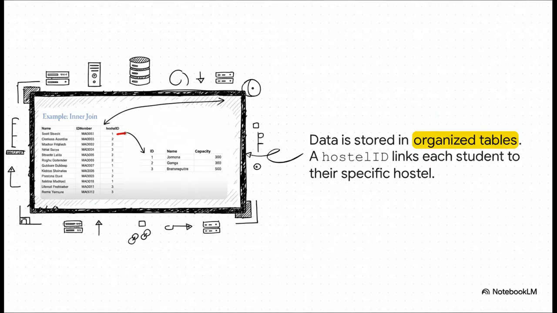So, for example, instead of having one giant, messy spreadsheet, a database keeps information in neat, separate tables. Here you can see we have one table for students and a totally separate one for hostels. See how each hostel has its own unique ID, and each student is then linked to one of those hostel IDs. This is way more efficient because you're not repeating the hostel information for every single student.